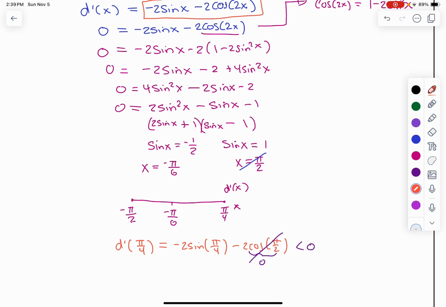So now I know I've got a negative in here. So our function is decreasing in that interval. The distance is decreasing to the right of negative pi over 6. And negative pi over 4 is in between negative pi over 2 and negative pi over 6. So I'm going to try that.